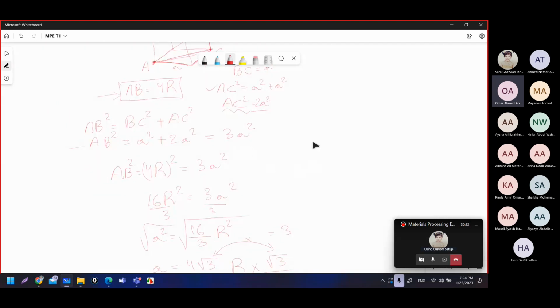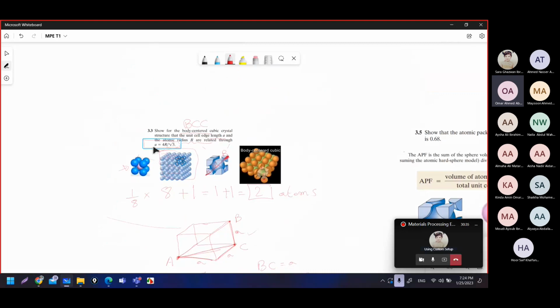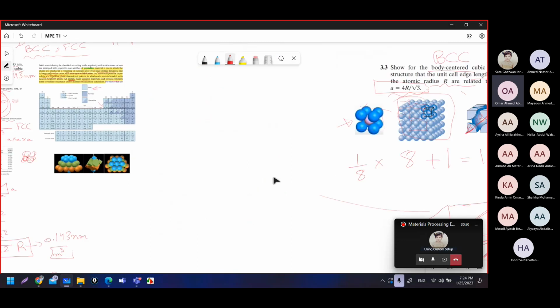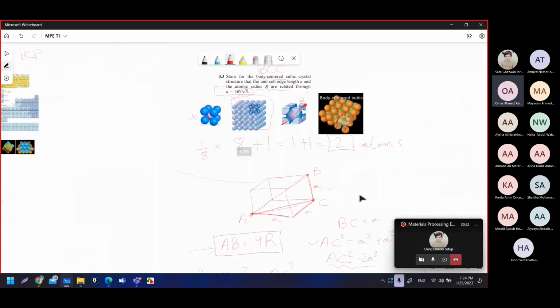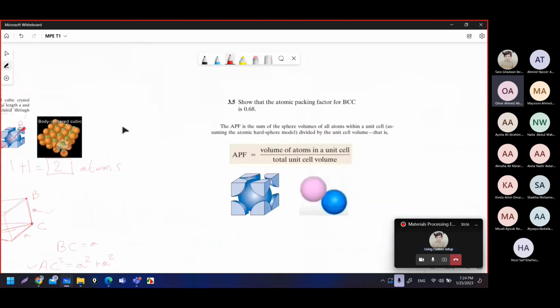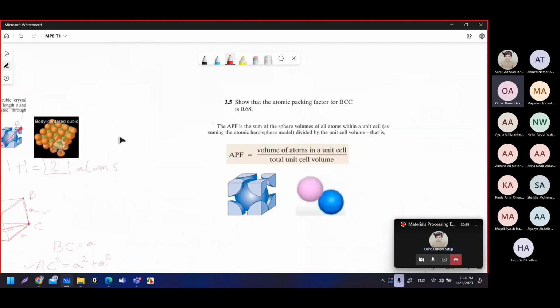So now we obtained the relation between a and r for BCC, and also we obtained it for FCC. And you can directly find the volume for FCC and BCC from this relation if you only have the radius. If you have any questions regarding this problem, you can ask. Otherwise, we'll continue, inshallah, for the next question.